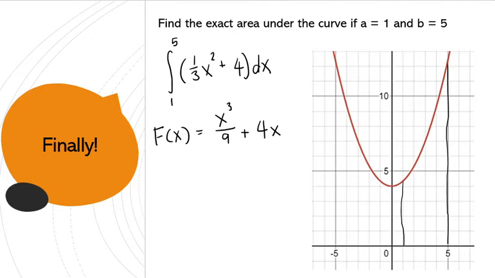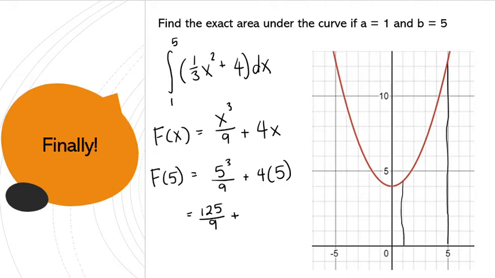If you don't know what I'm doing here, go back to another video. All we're going to do is take F of the upper bound, 5, at b, and the math just goes in. Sorry, I'm jumping ahead and doing the expansion. The math is just 5 cubed over 9 plus 4 times 5, which is 20. And if you're going to use your fraction to get a really exact answer, 125 over 9.